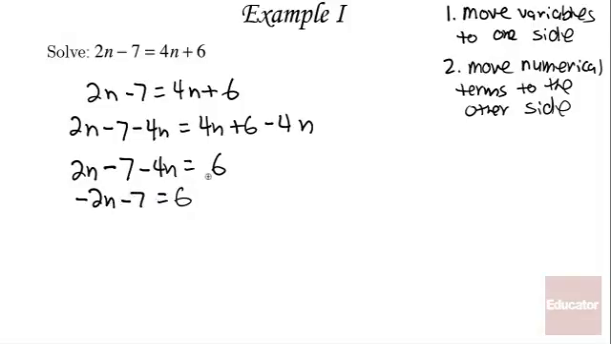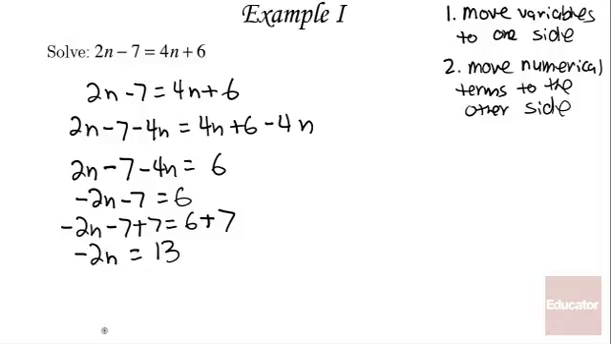Now I move the variables to one side. The next thing I need to do is move the numerical terms to the other side. So I want to move the negative 7 to the other side. And I'm going to do that by, since that's minus 7, I'm going to add 7 to both sides. And this gives me negative 2n equals 13.